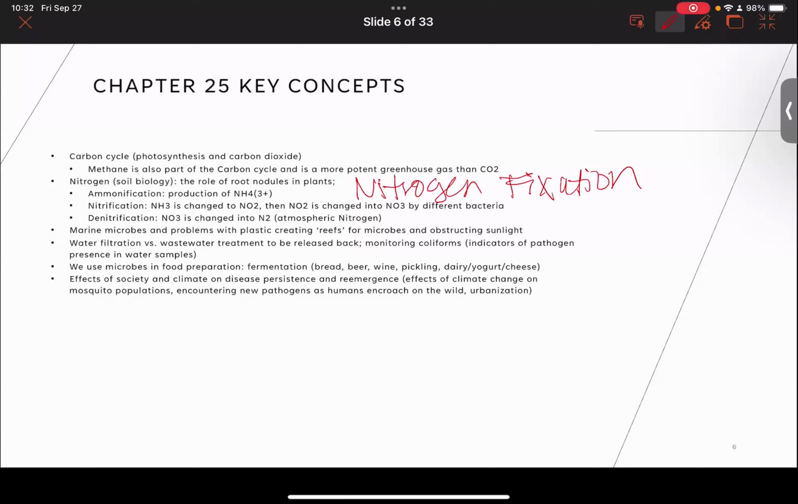And then at the end of this chapter, it talked about the One Health concept, which I don't think needs to have a whole section dedicated to itself, but it talks about the effects of society and climate on disease and persistence and reemergence of certain diseases as a result of climate change that may be due to our acts.